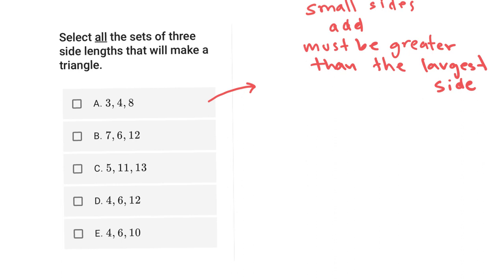So let's look at this first one. My 2 smaller sides are 3 and 4. So is 3 plus 4 greater than 8? 3 plus 4 is 7. 7 is not greater than 8. So this is not a triangle.